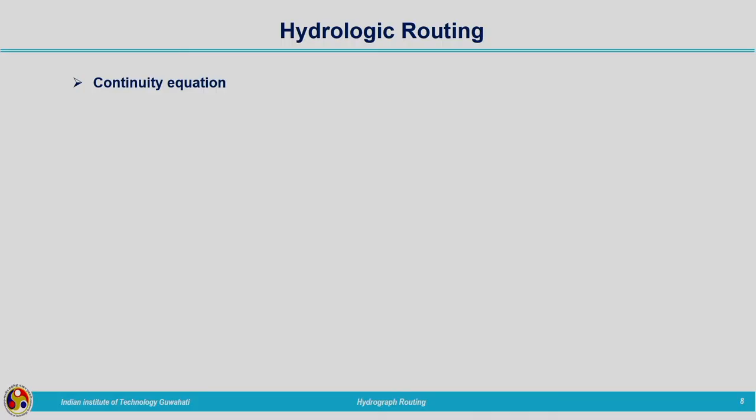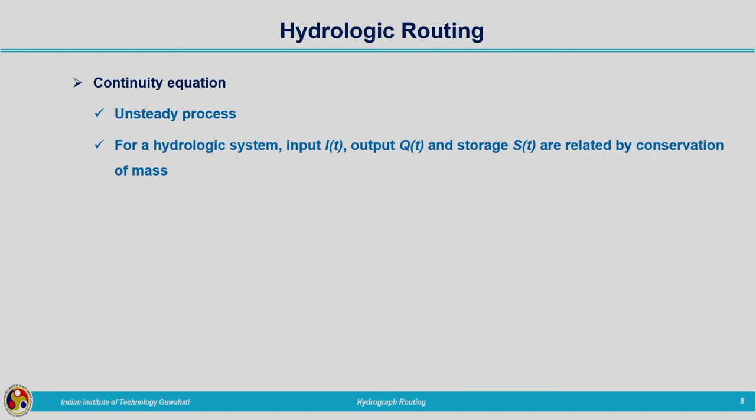The continuity equation you all are familiar with. For an unsteady process, it can be represented using the input, output and storage, which are related by the equation dS/dt = I(t) - Q(t). In this, S is the storage function, I is the inflow and Q is the outflow. Looking at the equation, all are functions of time. That is, the variation with respect to time is taken into account, but there is no spatial component coming into the picture. This does not take into account space variability. This is a lumped unsteady model, so generally we call it a lumped model.